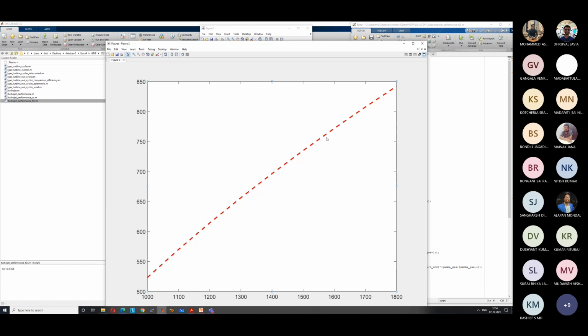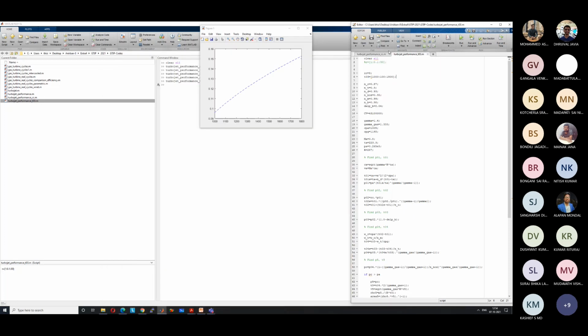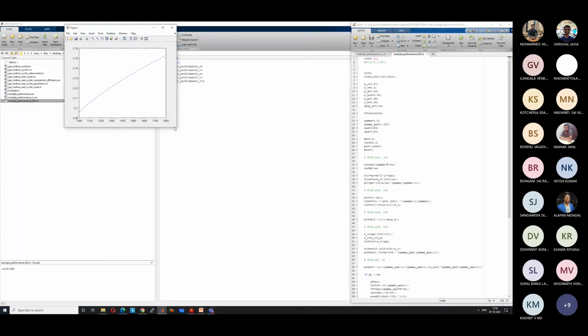So it means that more enthalpy is available for expansion in the nozzle or for generation of thrust, right? More energy is available for generation of thrust. As a result, per unit mass flow rate, the thrust increases almost linearly. It increases. Similarly, the fuel consumption.